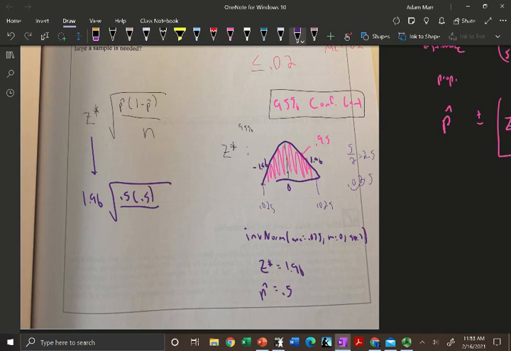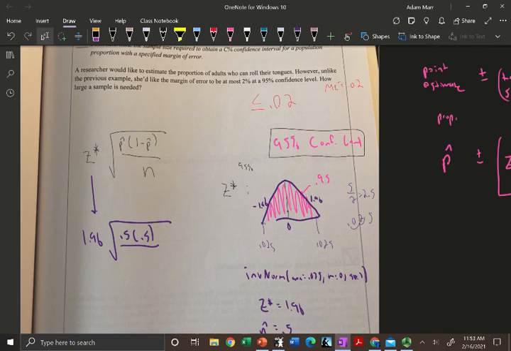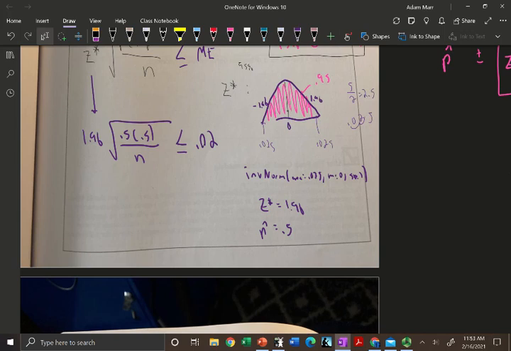Now we don't know the sample size. They ask how large a sample is needed. So n is going to stay n, and that's going to be less than or equal to the margin of error. So they want the margin of error to be 2%, so that's going to be 0.02. All right, there we have it. So there's our equation right there. All right, let's see if we can figure this out now.